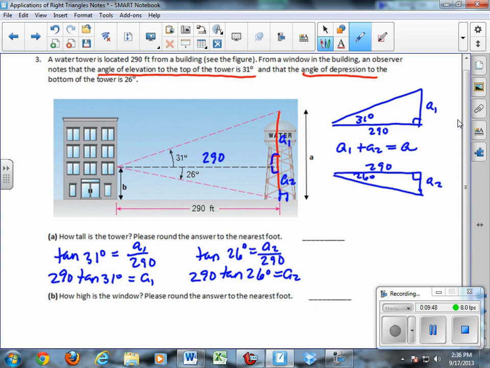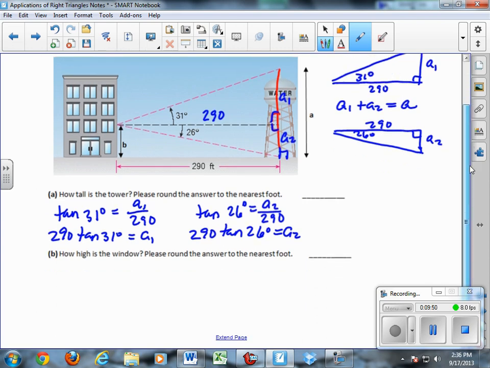How high is the window? Well, this distance is the same, since this horizontal line is parallel to this line, then B and A sub 2 should be the same length. So you don't even have to do any more calculations. A sub 2 and B are the same. So whatever you got for A sub 2 would be your answer to B.